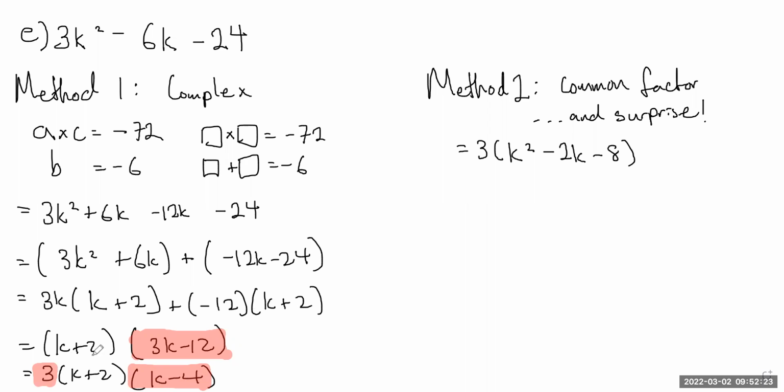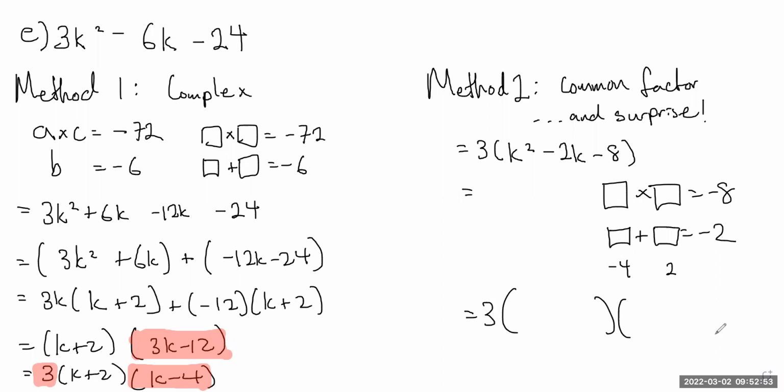So the final answer is 3 times (k plus 2) times (k minus 4). Take a look. If you caught this little trick, just from looking at our previous example, and you know that this is a regular simple trinomial factoring, what are 2 numbers that multiply to a negative 8 but add to a -2? -4 and a +2. So the final answer is (k - 4)(k + 2), which is exactly the same as before.